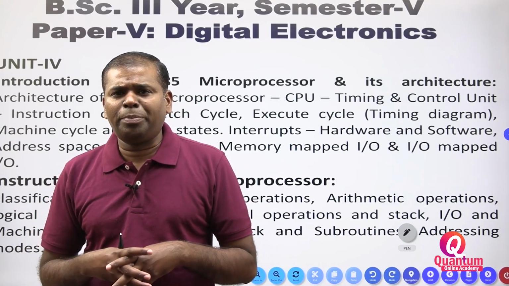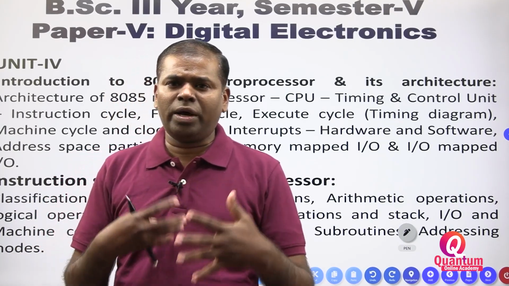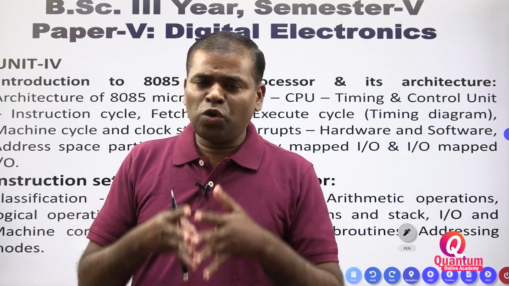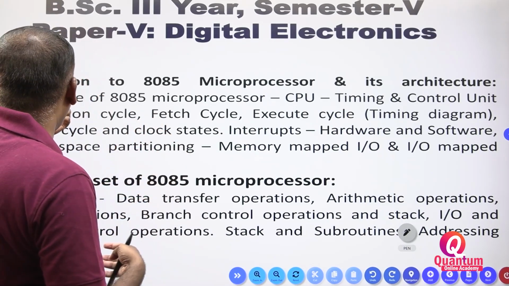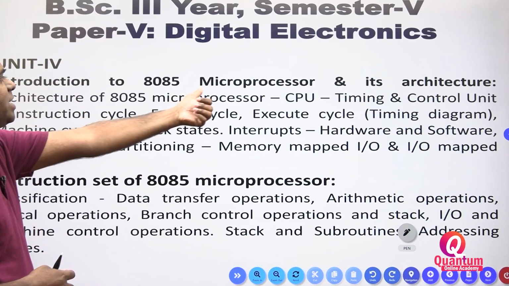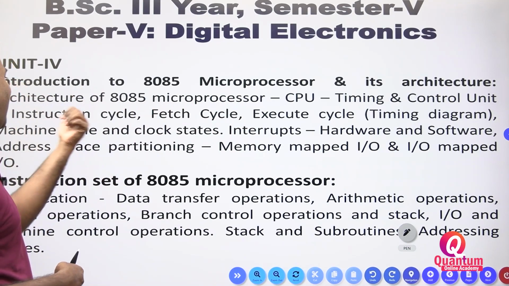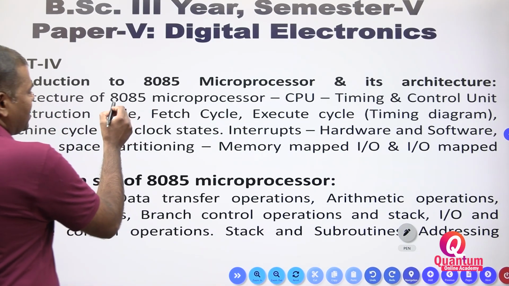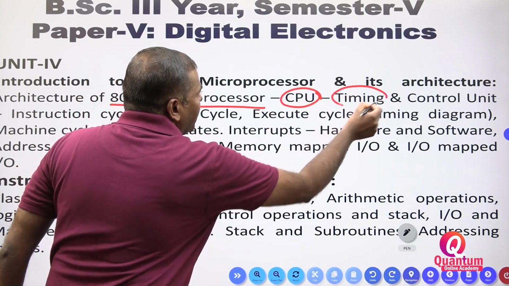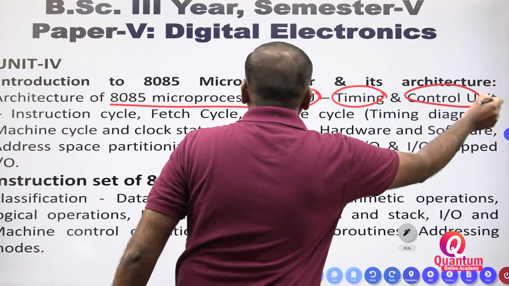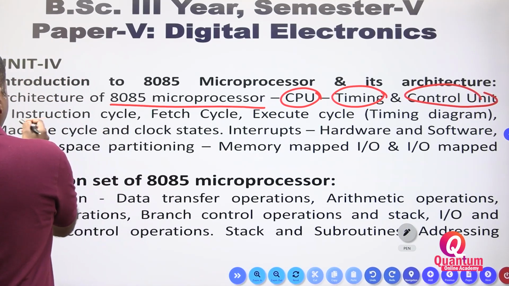Now we are not using the processors, we are using microcontrollers and embedded systems, and many advantages came with ICs, even though we are learning from this. So now you have to see the introduction to the 8085 microprocessor and its architecture. In the architecture of the 8085 microprocessor, there are the CPU, timing and control units. So these units you have to explain.